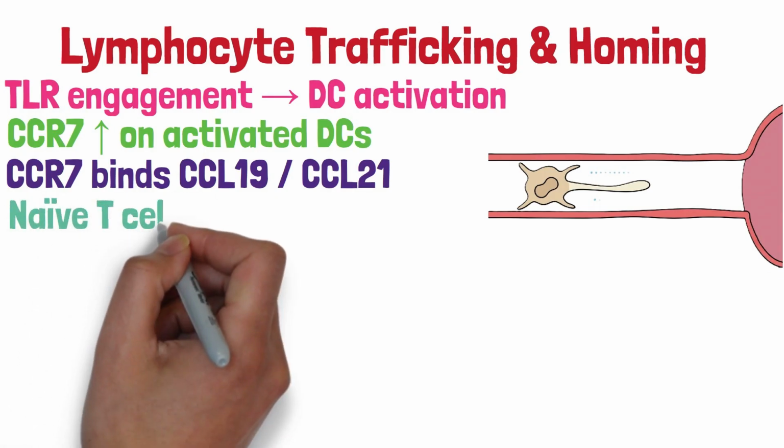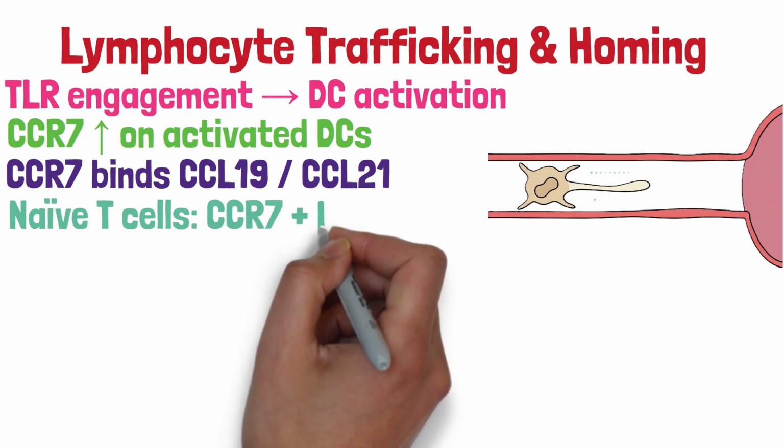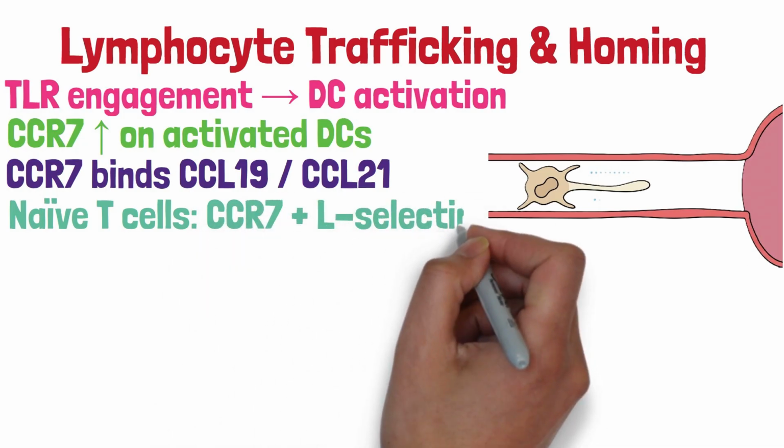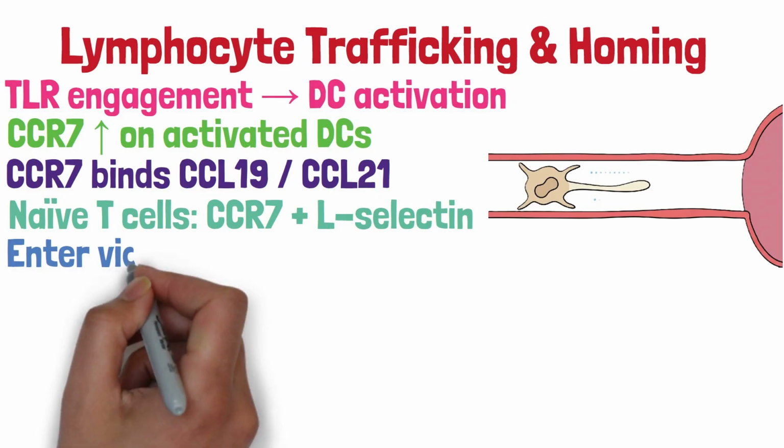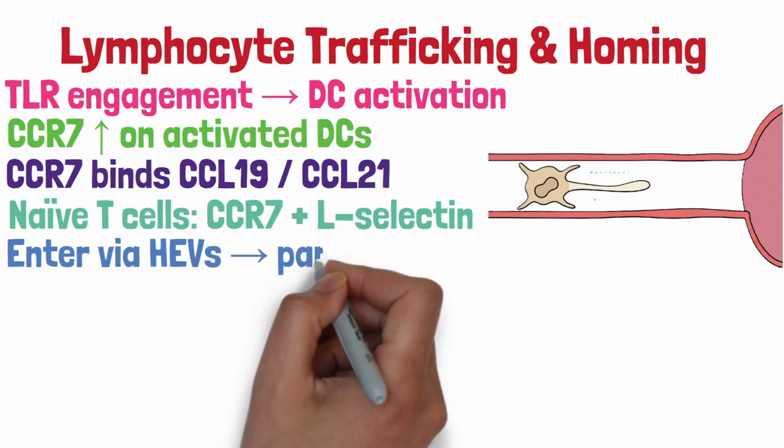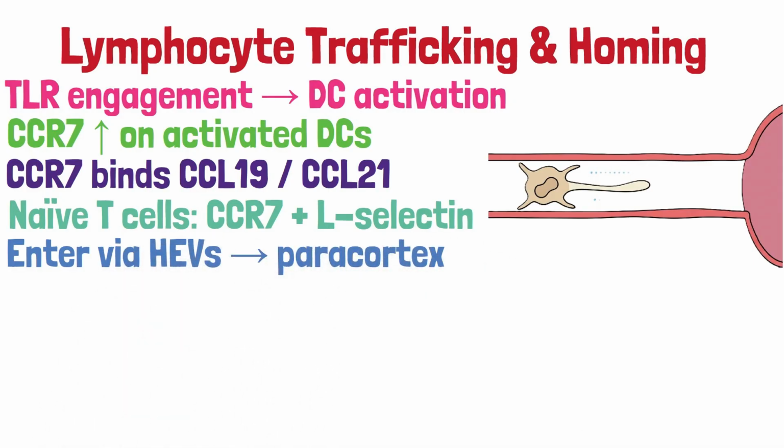Naive T cells use this exact same receptor system. They also express CCR7 plus L-selectin, which lets them cross high endothelial venules and enter the node's paracortex, which is exactly where the antigen is now arriving.